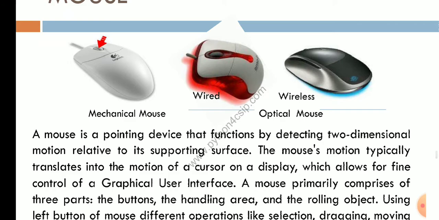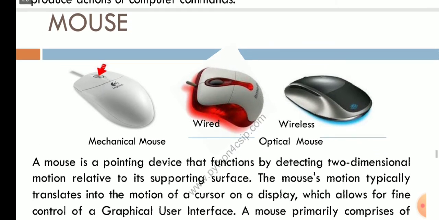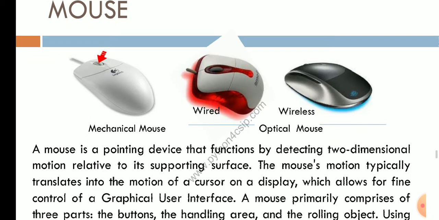Next input device is mouse. Mouse will be called a pointing device. It can be classified into two types. One is mechanical mouse, another one is optical mouse. And then under optical mouse we have wired and wireless. As we have said already, optical means light.